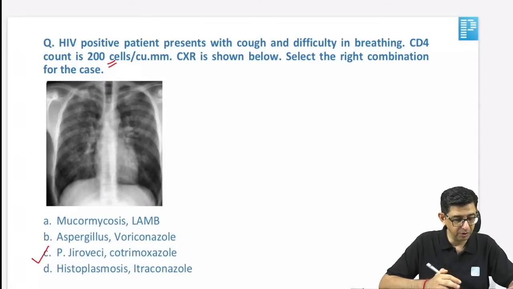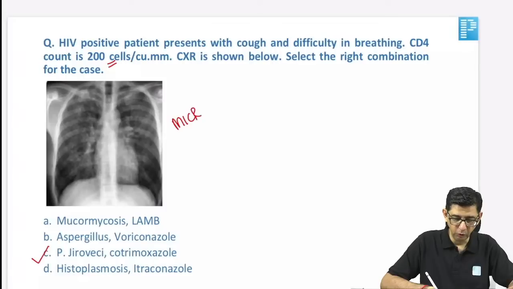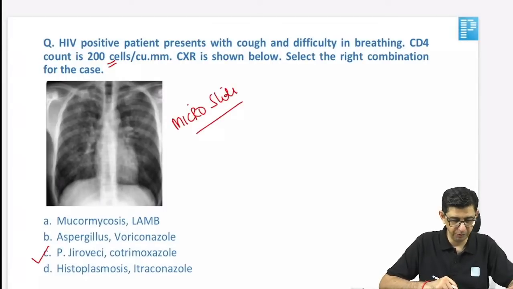Micro slide was there also. Okay. Cotrimoxazole would be the one, understood. That cotrimoxazole information would be given. Okay.